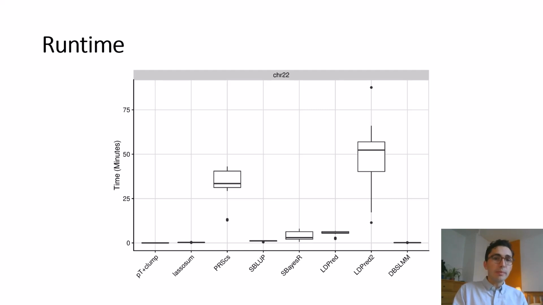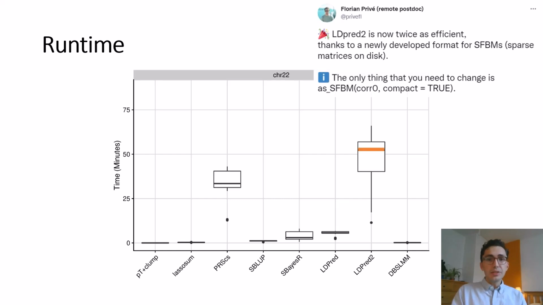In terms of runtime, these methods vary substantially. This graph shows the number of minutes to run the method on chromosome 22 alone, without any parallel computing. You can see that PureSCS and LDPRED2 take a lot longer than other methods. However, since our study, LDPRED2 developers have substantially improved the efficiency of their software, halving the runtime, moving that down to around here, just under 25 minutes for chromosome 22.